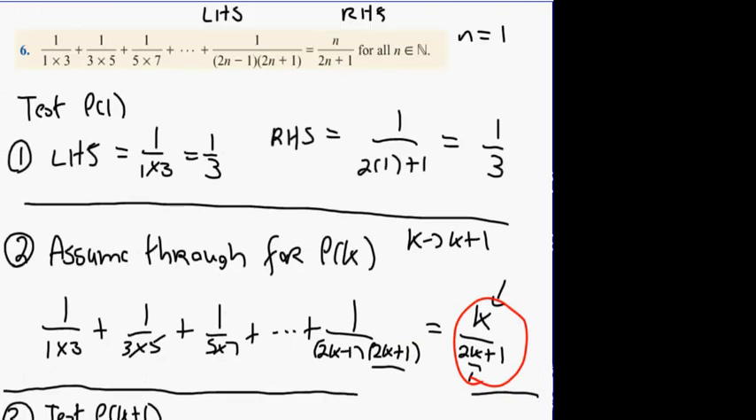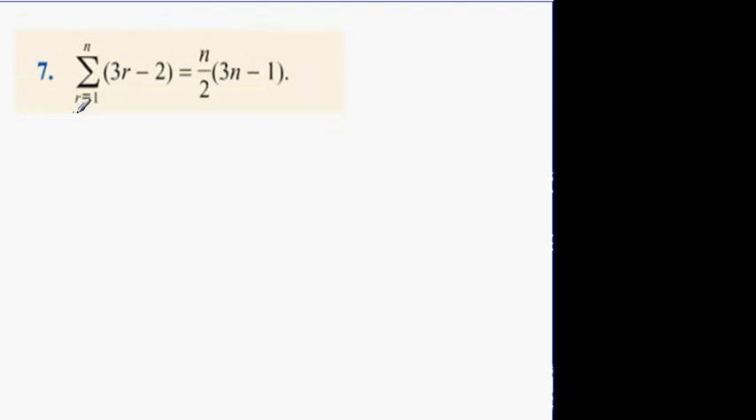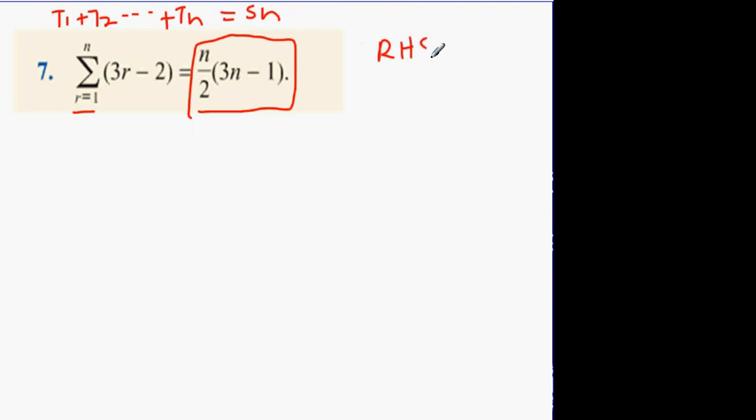Now, question 7. So what we have this time is the sum of a series where your first term is S1. First term is 1, so it's going to be T1 plus T2 dot dot dot plus all the way up to Tn. That equals Sn. Sn is this here, the RHS. So Sn is the RHS and the T1, T2, T3 are the Tn's.